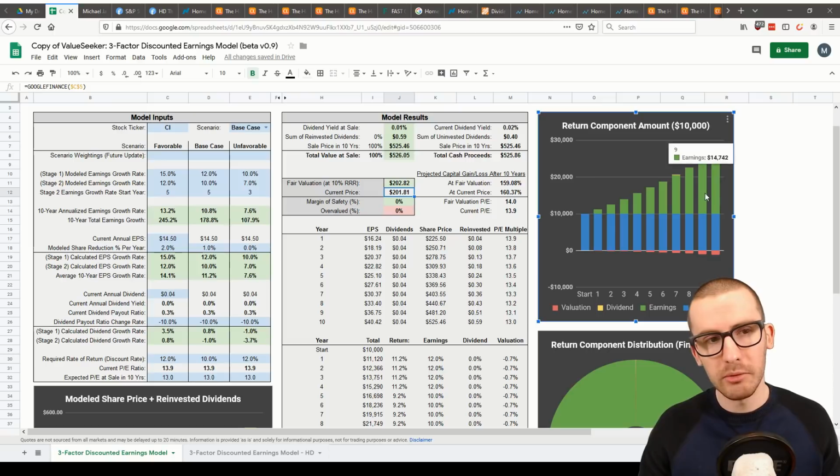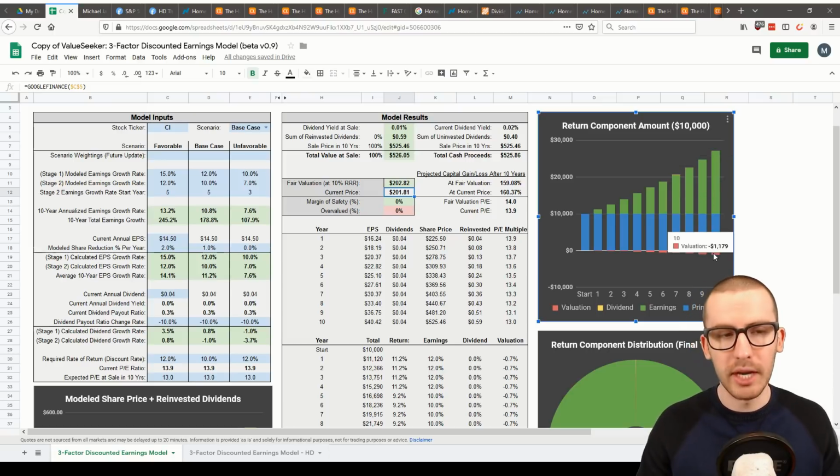Almost all of that return will be driven by earnings growth in the company, and a small portion that will detract from your return is a slightly lower valuation over time.